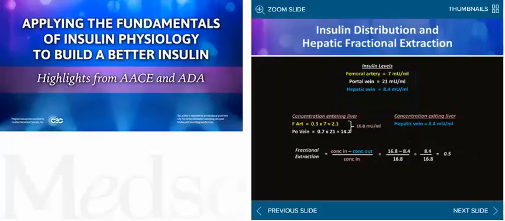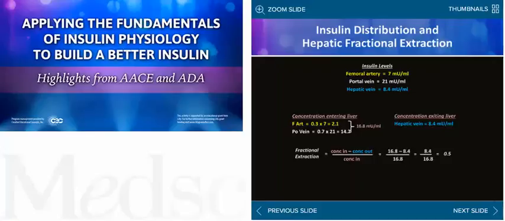Okay, first point. What are the levels? If you take all the data we've accumulated over the years and ask what the levels of insulin are in the various sites, you can see that the arterial insulin level would be about 7. The portal vein insulin level is approximately 3-fold higher than that, and the hepatic vein level would be just over 8.